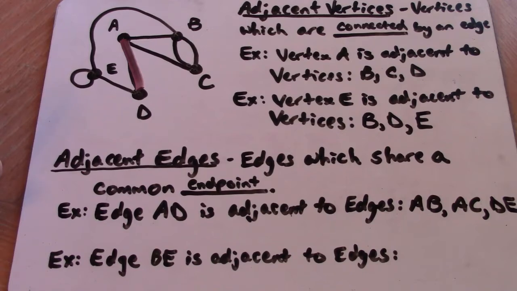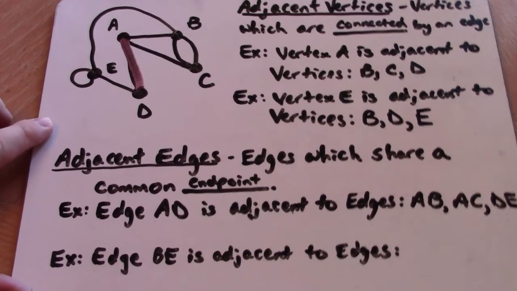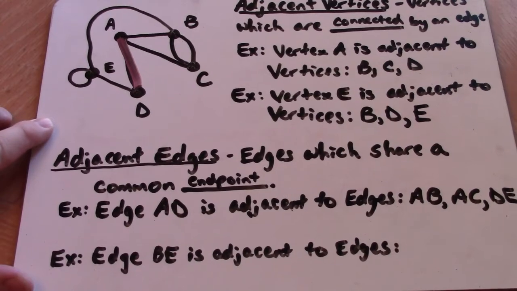Now keep in mind, it wouldn't matter if those letters were reversed. You could say BA, CA, and ED. That is perfectly acceptable. So once again, please pause the video and attempt the second example. Tell me which edges are adjacent to BE.